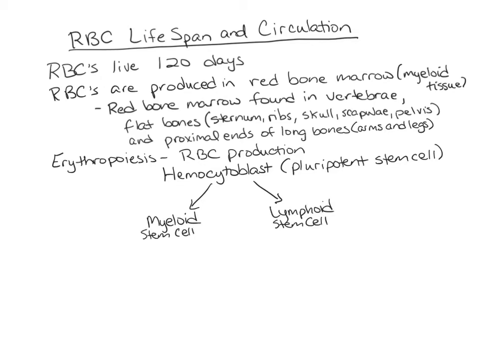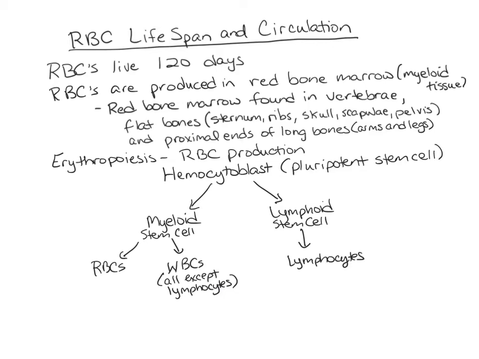The myeloid stem cells will divide and produce or differentiate into red blood cells and white blood cells, whereas the lymphoid stem cells will divide and produce the various classes of lymphocytes. Let's look specifically at the red blood cells.